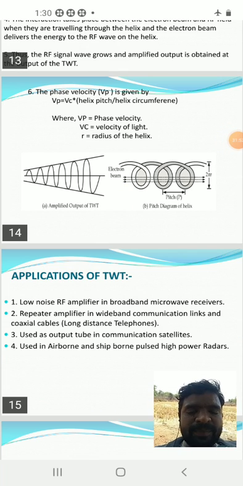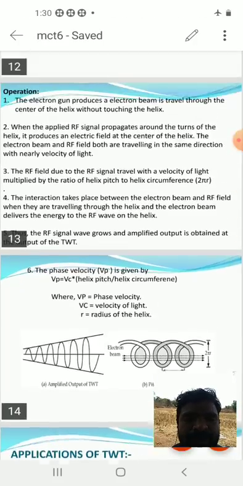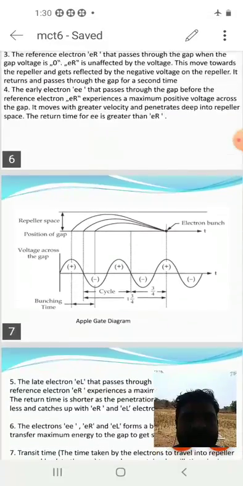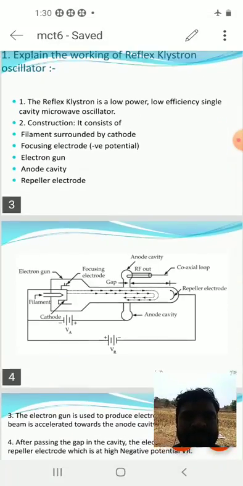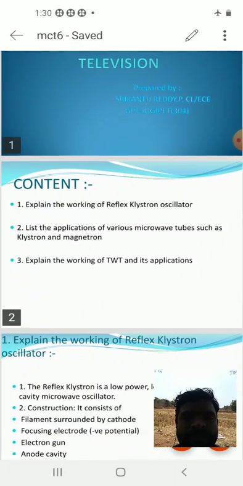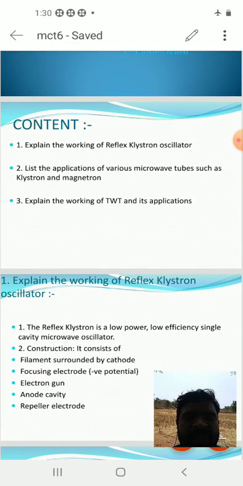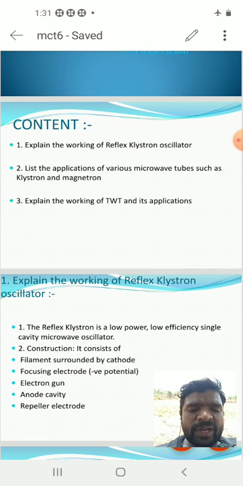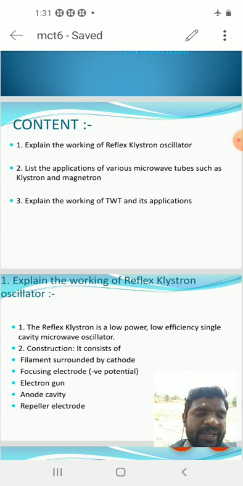Briefly explain the previous topic. We will again discuss the topics. Explain the construction, working and applications of reflex klystron and magnetron, and explain the working of traveling wave tube and its applications.